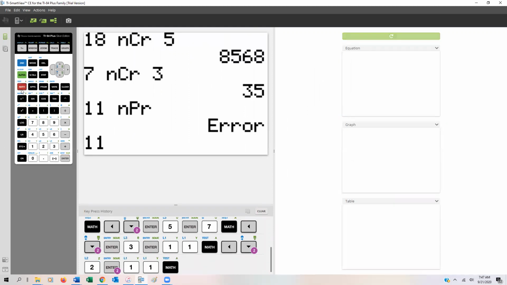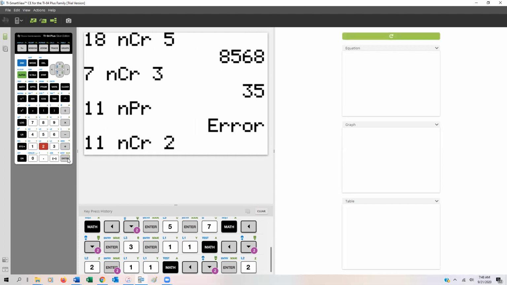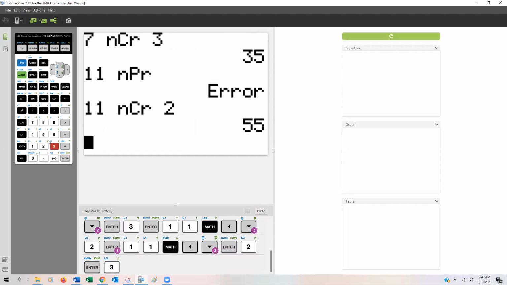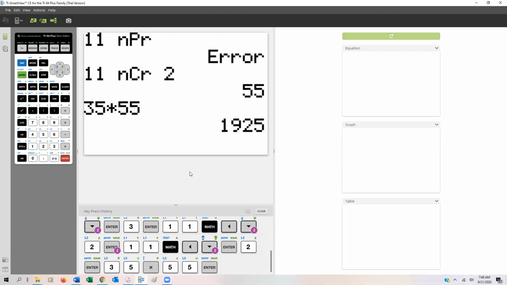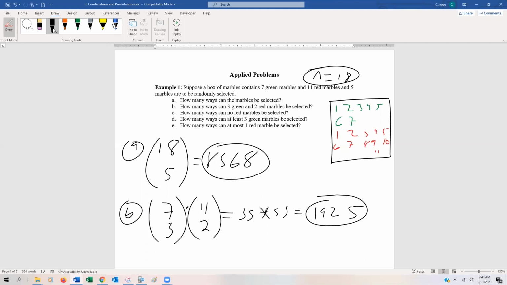I hit enter too quick. I forgot to put the 2 in there. So enter, and then 2, and then enter. And we get 55, and we can just take 35 times 55. 1925. I think that's the year I was born. So remember, we got 55 and 35, so this becomes 35 times 55, which was 1925. So hopefully that makes sense.